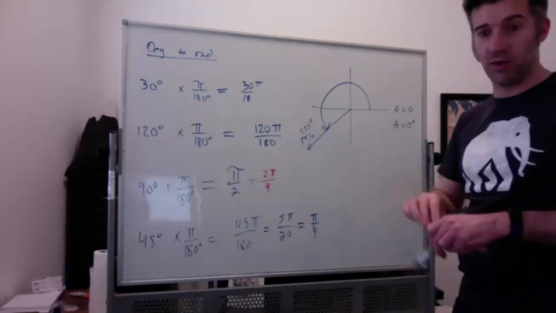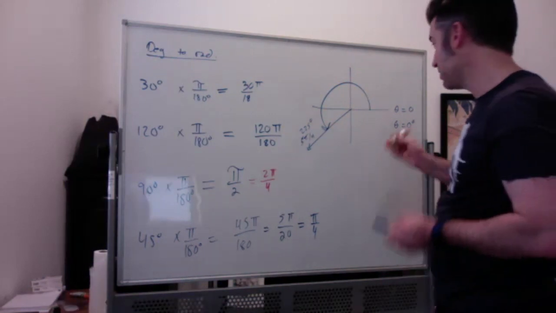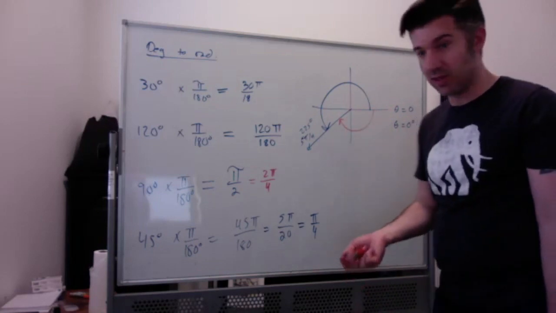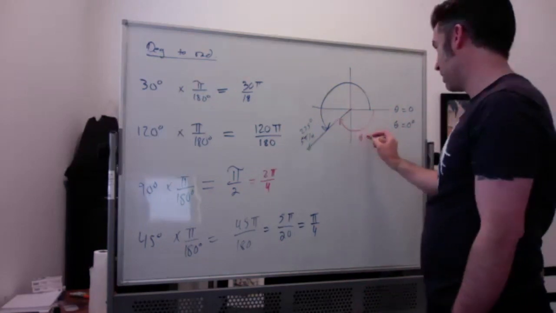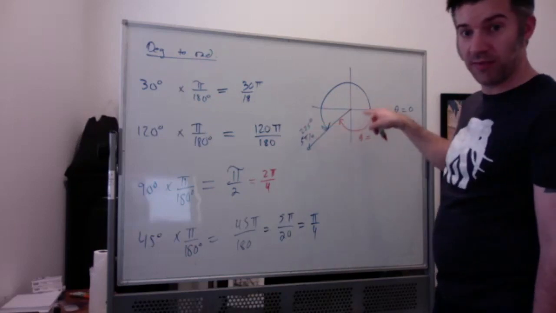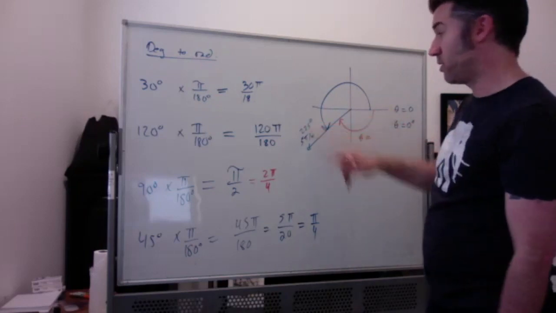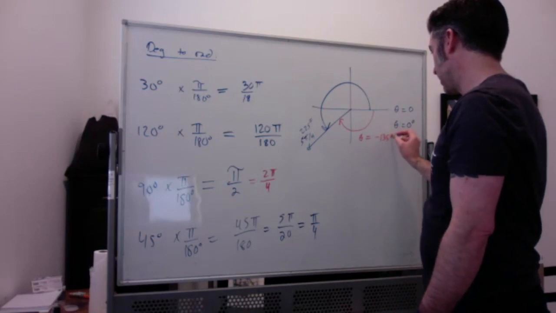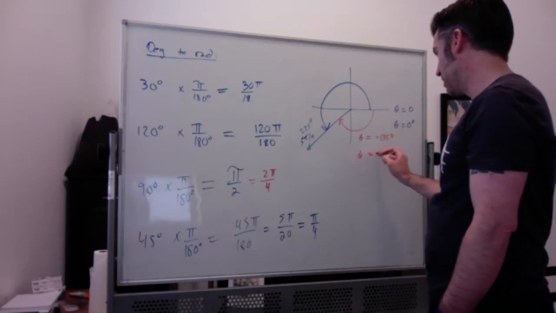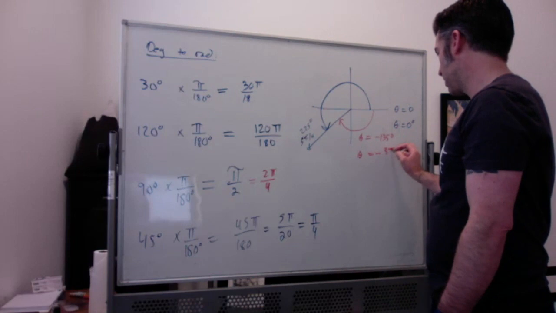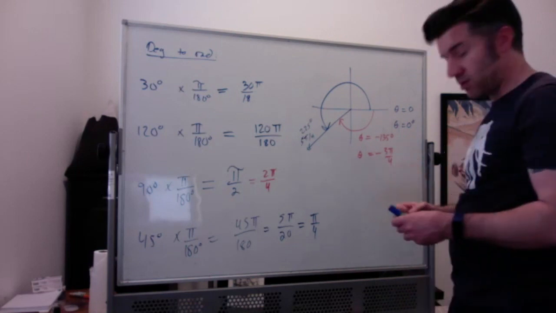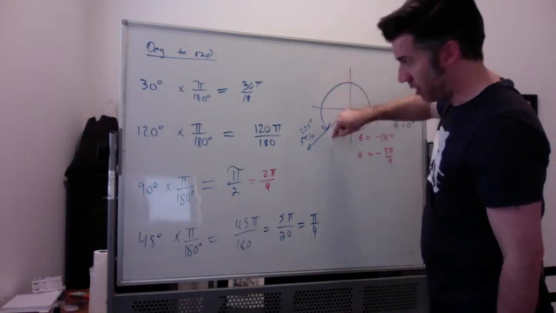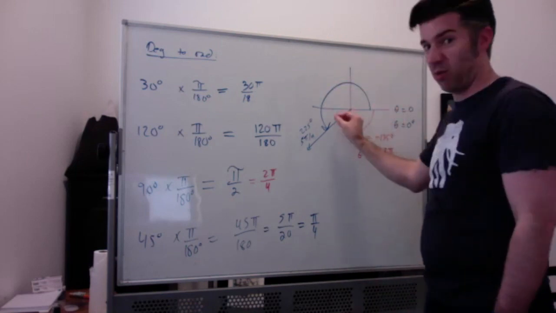But if you measure going clockwise, then you have negative angles. So this angle could be something like, well, if it's what's left over, it would be 135 degrees, but it would be negative. So negative 135 degrees, or negative 3 pi over 4. So that's the whole thing with a negative angle. Positive angles, you go counterclockwise. Negative angles, you go clockwise.